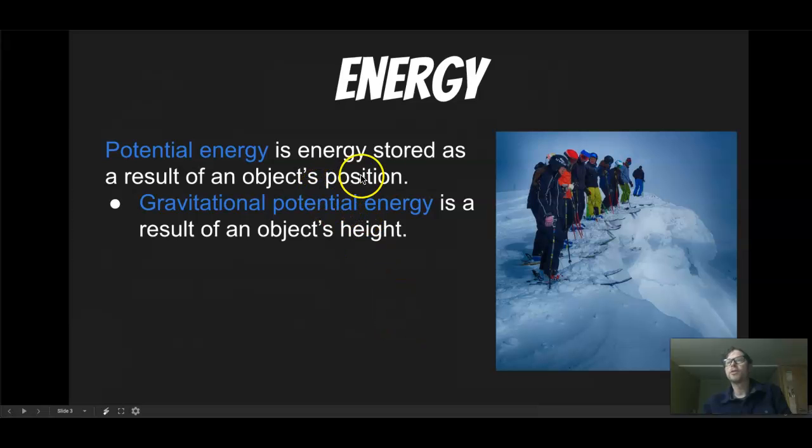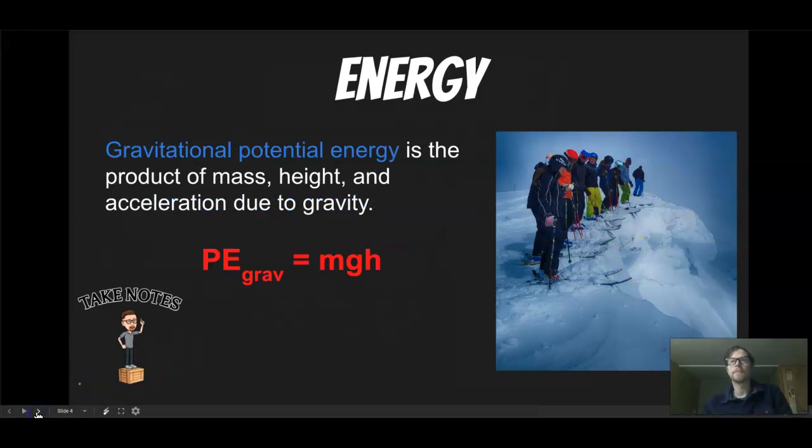It's energy stored as a result of an object's position. It's really just stored energy somehow. There are several kinds of potential energy, but the one kind that we're going to focus on here is called gravitational potential energy. And that's the result of an object being higher than something else. For example, these skiers are standing on top of a ski slope, so they have a lot of gravitational potential energy. They have a lot of stored energy that can be turned into kinetic energy pretty easily.